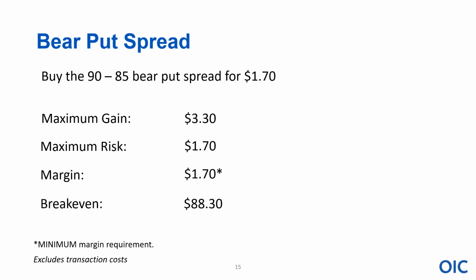We paid $1.70. The most we can lose is $1.70, and the break-even point is when we are paid back the $1.70 at expiration. If the 90 put that we own is $1.70 in the money, then we retrieve our upfront cost and break even.